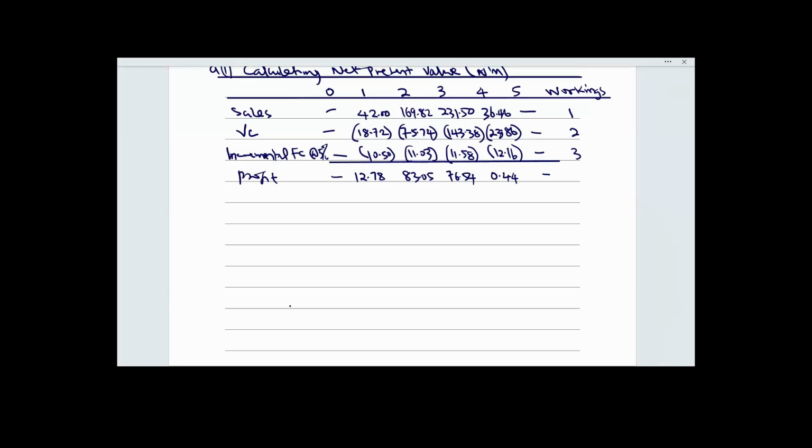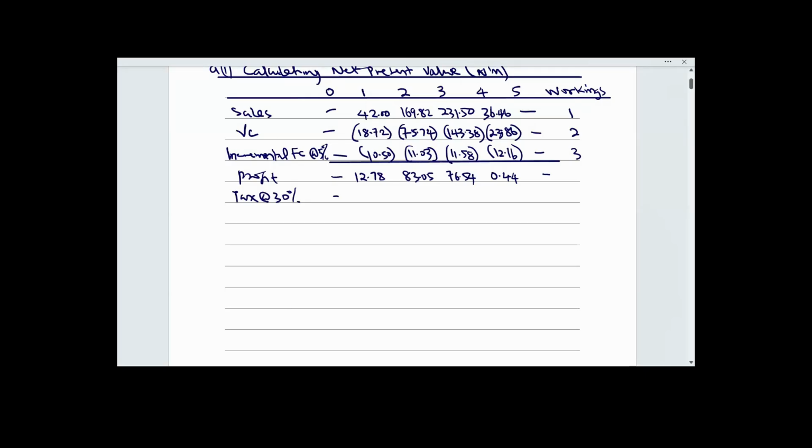Immediately after profit, you are supposed to pay tax based on the format I showed you last week. So the company tax rate in this question is 30%. The examiner has told us that tax is paid 1 year in arrears. It means that the profit of year 1 will be taxed in year 2. Profit of year 2 will be taxed in year 3. Profit of year 3 will be taxed in year 4. Profit of year 4 will be taxed in year 5.